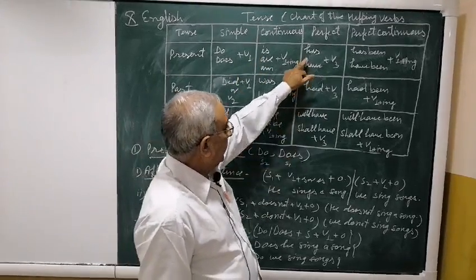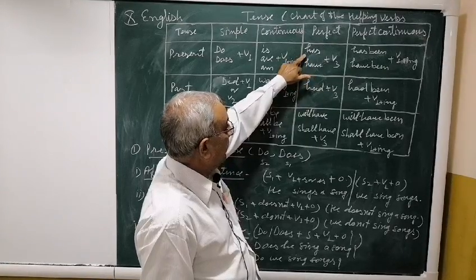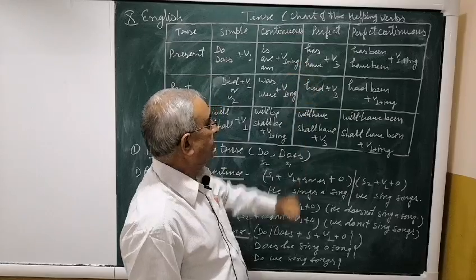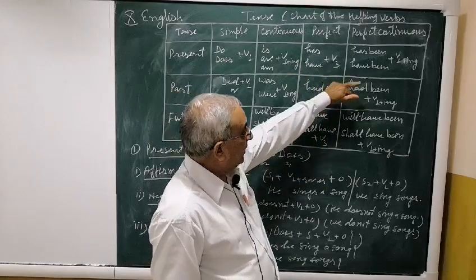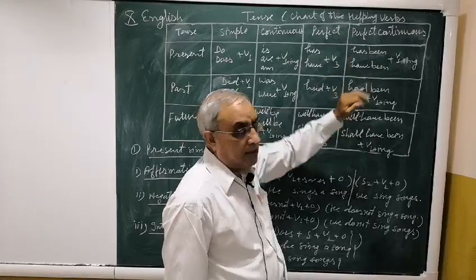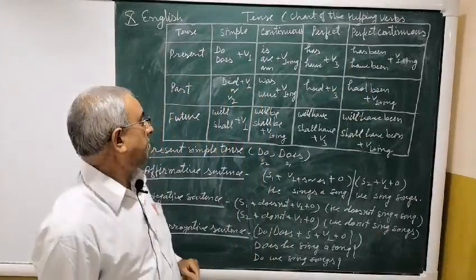Now present perfect tense, there are two helping verbs: has and have. Has with the singular subject, have with the plural subject. Now present perfect continuous, has been and have been. Has been with the singular subject and have been with the plural subject.